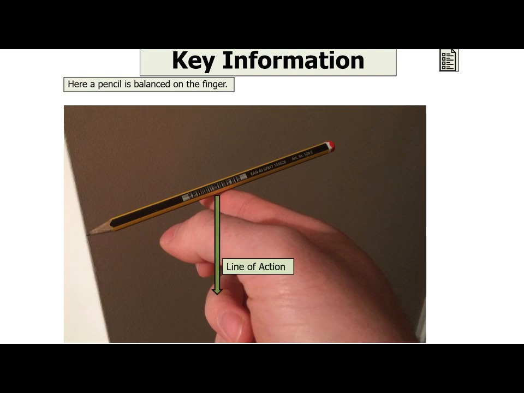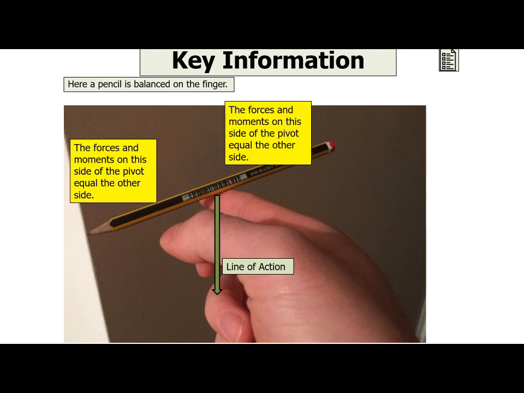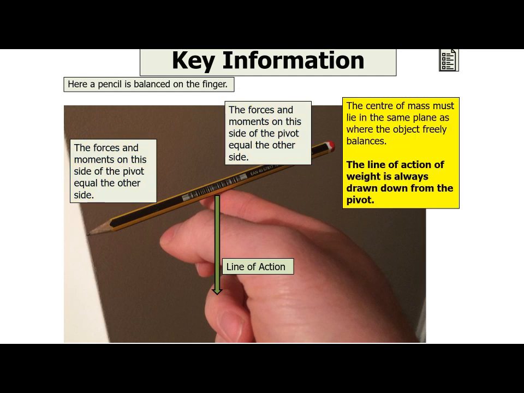Now we can see straight away our line of action from our centre of gravity, and we can note that the forces and moments on either side of this pivot are equal to the other side. Now, as we know that the centre of mass must lie in the same plane as where the object freely balances, the line of action of the weight, or the centre of gravity, is always drawn down from the pivot.